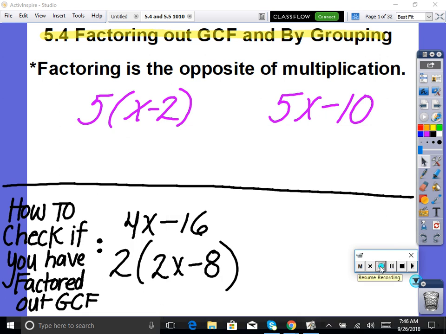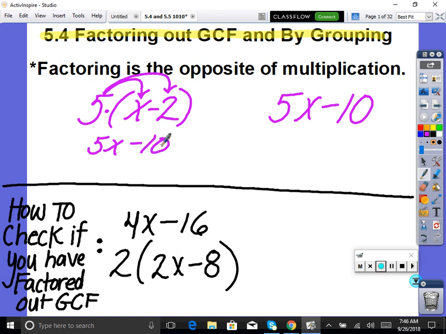Factoring is the opposite of multiplication. So we just were doing multiplying polynomials together. Factoring is the opposite of that. So look, if I take 5 times x minus 2, we know we would distribute, so we would get 5x minus 10.